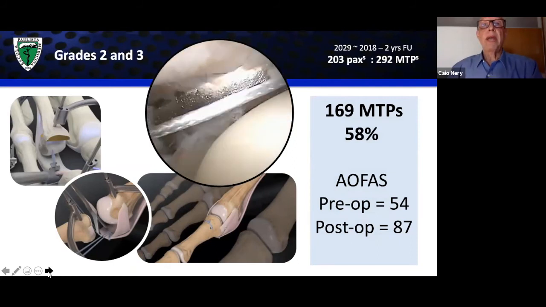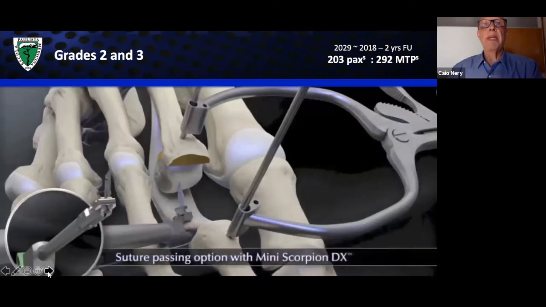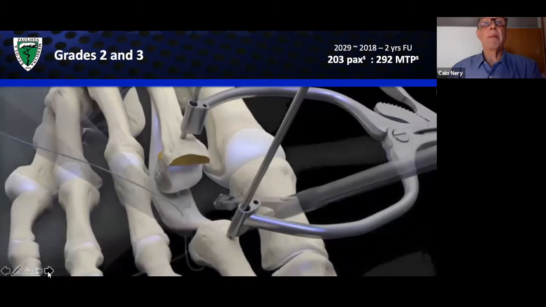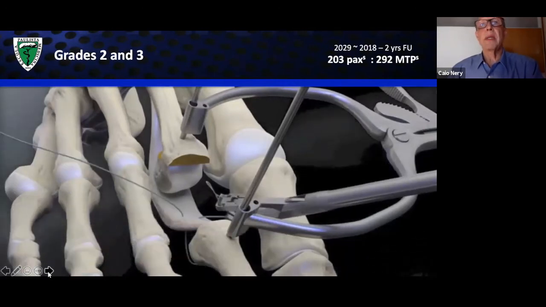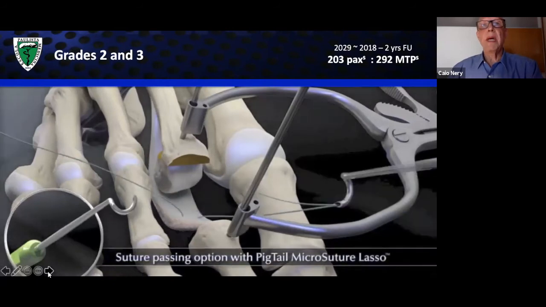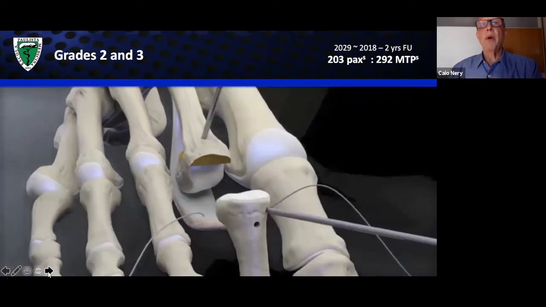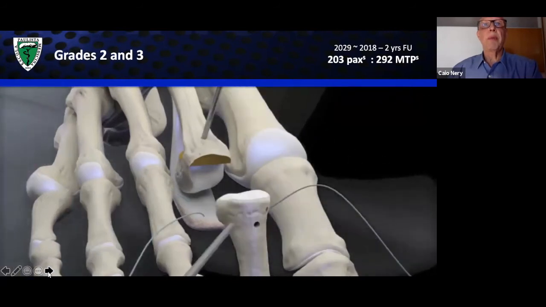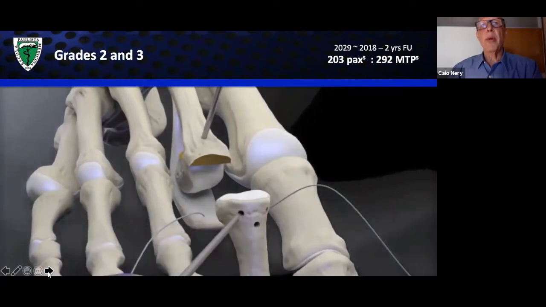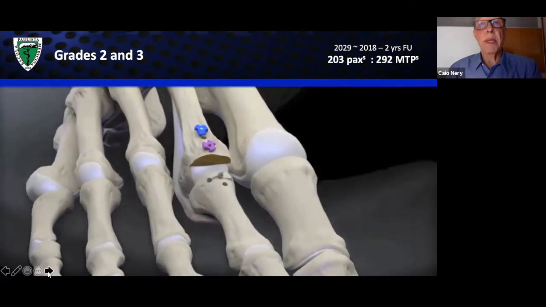The easiest and most elegant way to pass the sutures on the plantar plate is with the mini scorpion or the pigtail micro suture lasso developed by Dr. Coughlin for Arthrex. In a matter of 10 seconds, the sutures were completed in a safe and solid manner. They are then passed through bone holes at the base of the proximal phalanx. In sequence, 1 or 2 quick screws are used to fix the Weil osteotomy at the desired position.